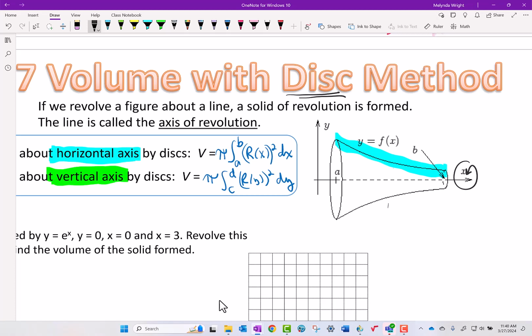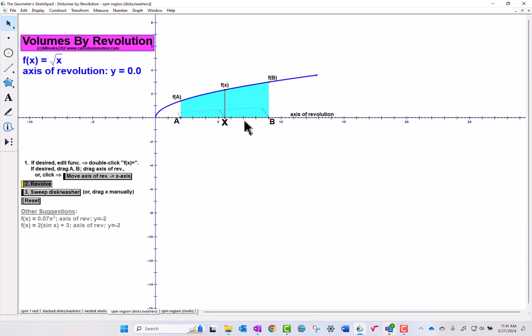It's the same scenario. We're going to be rotating, but the difference, and I just need to point this out right now, is with the disks, the area that we are rotating is sitting on the axis of rotation. If we go back to this here, notice how this is sitting on the axis of rotation before it rotates, right? That's what it's doing. It's sitting on the axis of rotation. It's making a solid figure.